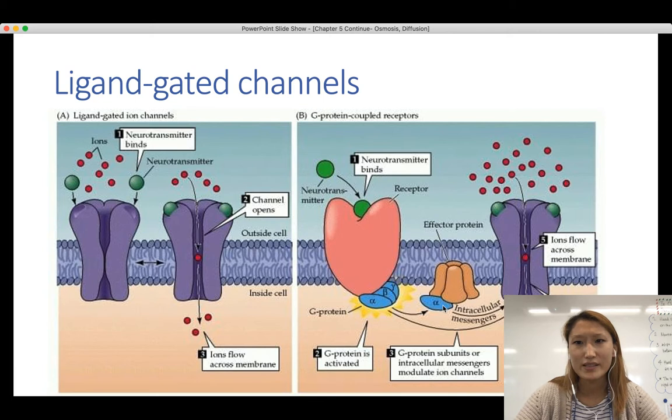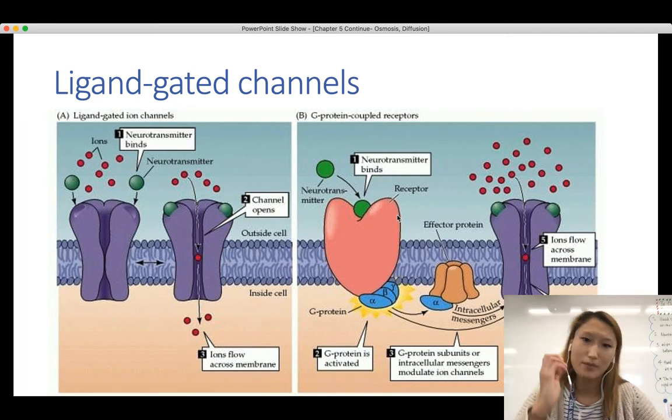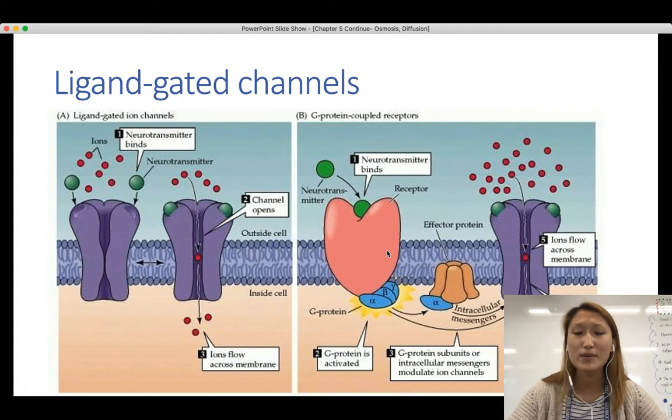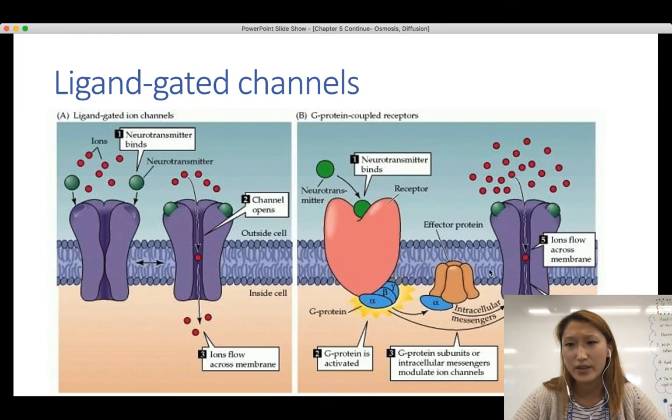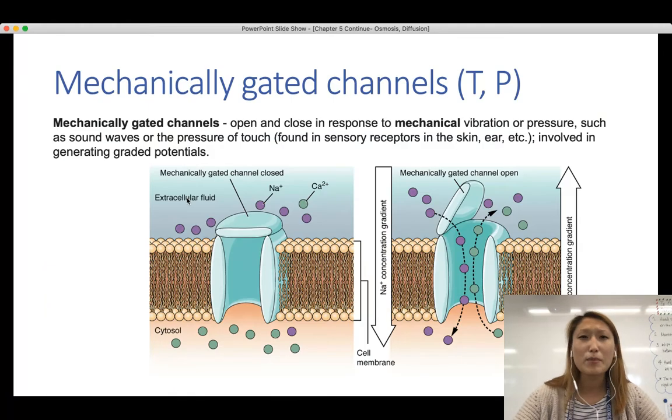On the right side, you can see this example happening as well. Similarly, we have a G protein. This G protein is serving as a signal for signal transduction, but it's not a channel protein on its own. What happens is this neurotransmitter will bind to the G protein receptor, which will then be activated. And then another protein sends a signal all the way to this ion channel, which allows the ion channel to open up as well. So ligand-gated channel just means there would be some sort of chemical binding to the channel to allow the channel to open or close. The next one is called mechanically gated channels.